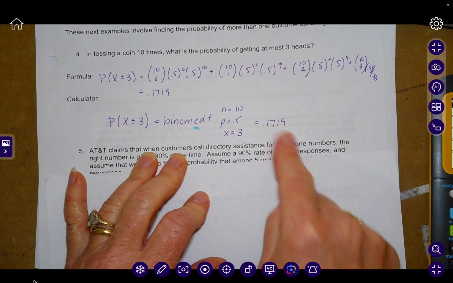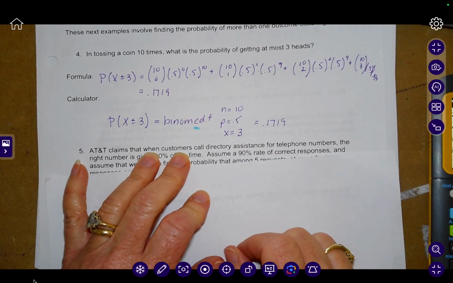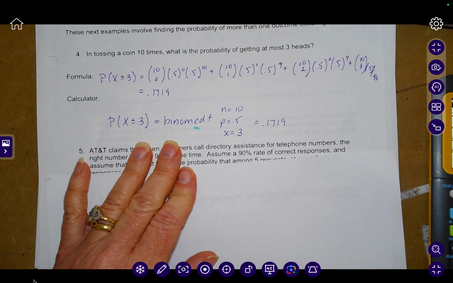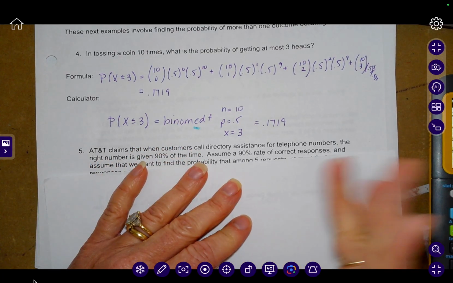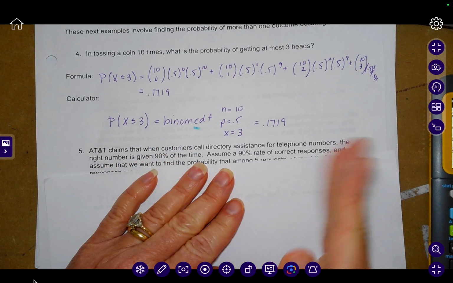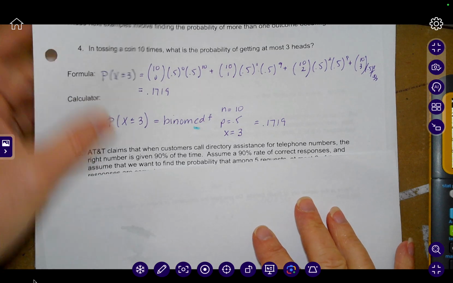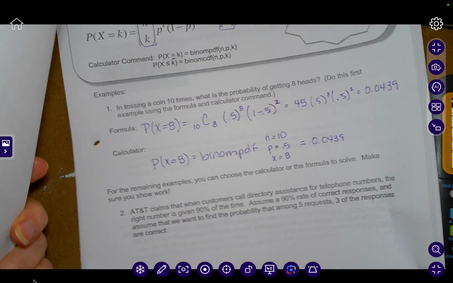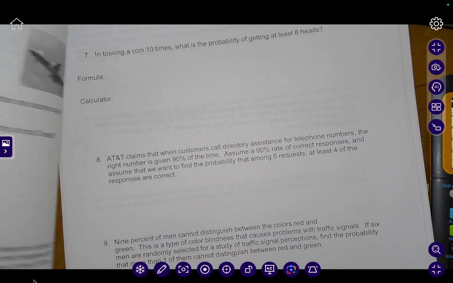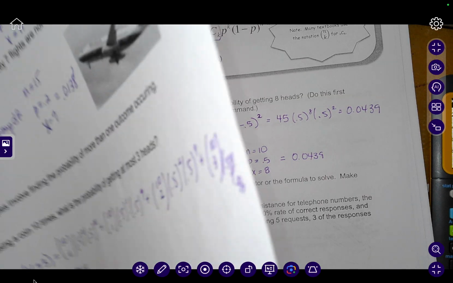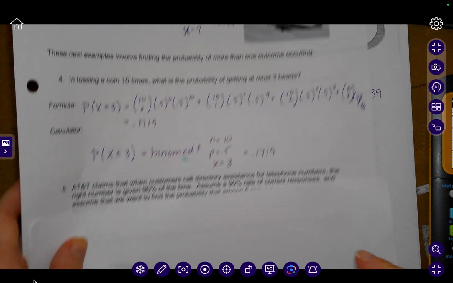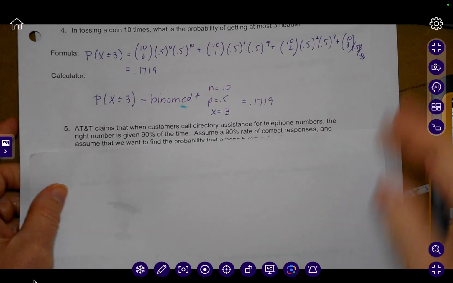Everything I wrote there is what you would still write on your paper if you're going to do it this way. The CDF is just cumulative, so it always gives you 0 up to whatever number. Now go ahead and try 5, 6, and 7, and then unpause the video when you're ready to see the answers.